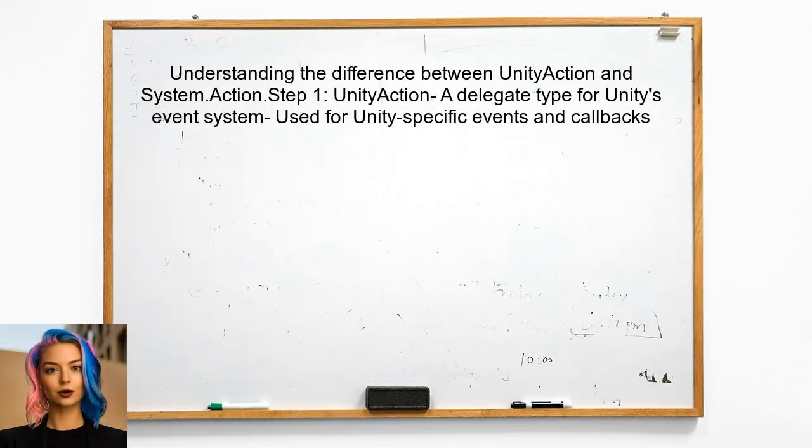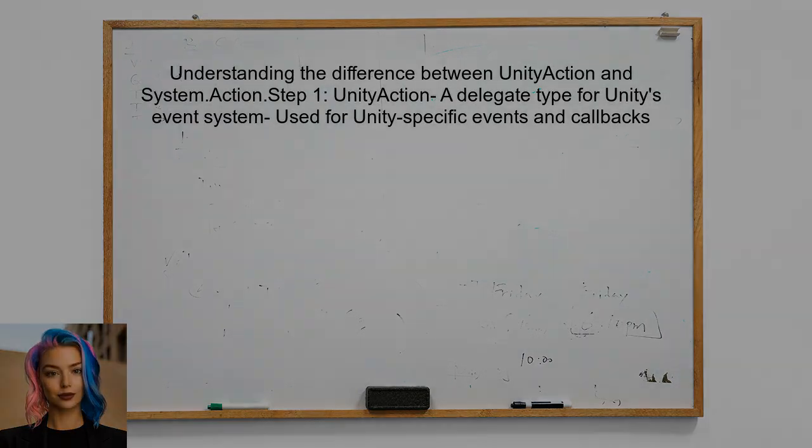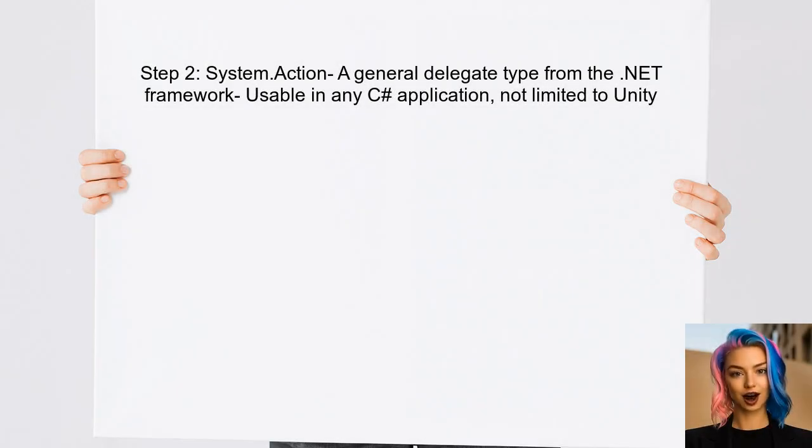To understand the difference between UnityEngine.Events.UnityAction and System.Action, let's start with UnityAction. UnityAction is a delegate type specifically designed for Unity's event system. On the other hand, System.Action is a more general delegate type provided by the .NET framework. It can be used in any C# application, not just Unity.